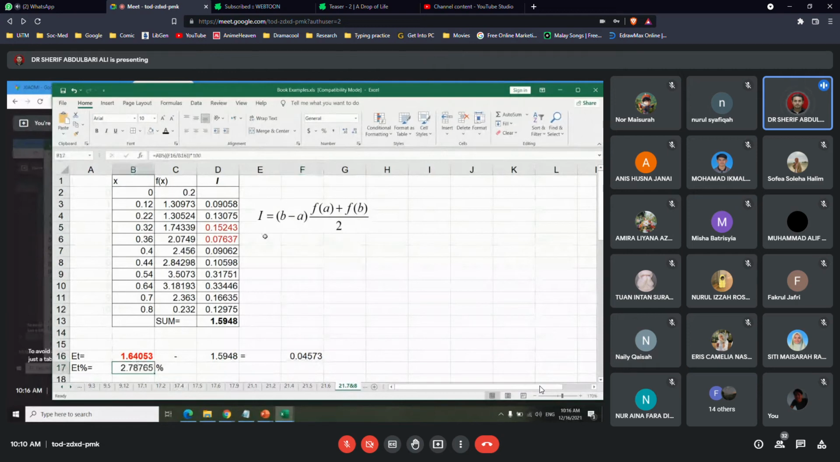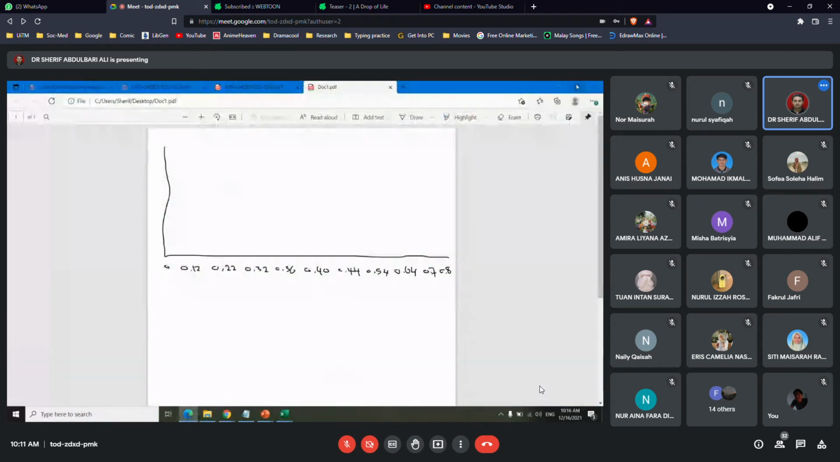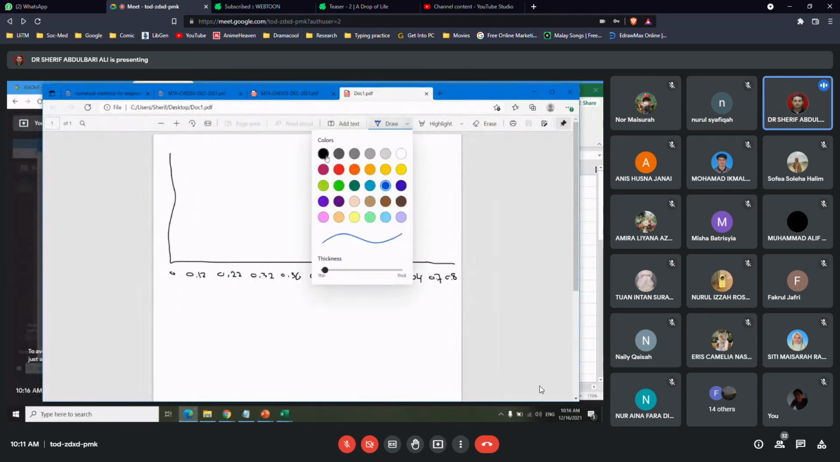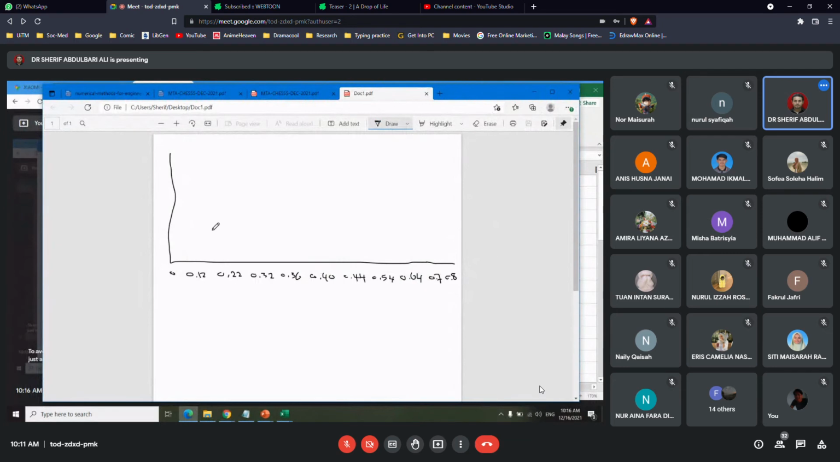Okay, but this one is not our concern. Our concern now is how to do this with the inclusion of the trapezoidal rule and Simpson's 1/3 and 3/8. How are we going to solve it? To do this, I'm going to explain it here first before we start. Let's say my function is something like this. These are our segments.